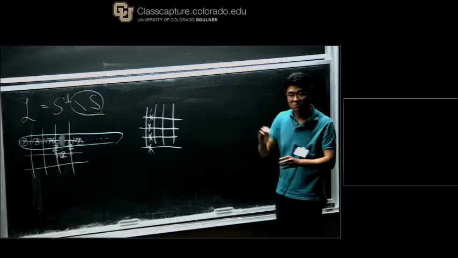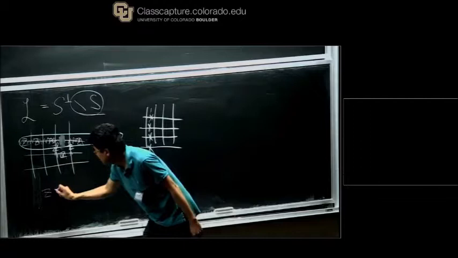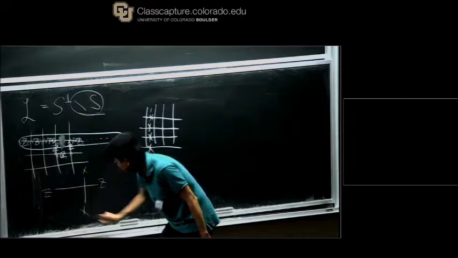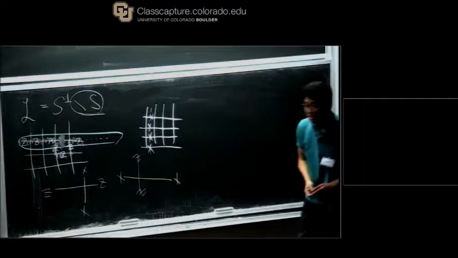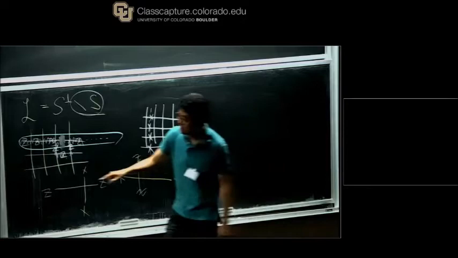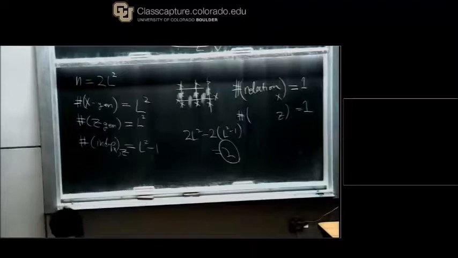And the z strings and the x strings and another x string. And you can find these two sets of logical operators that would act on my four-dimensional code space, the ground space.